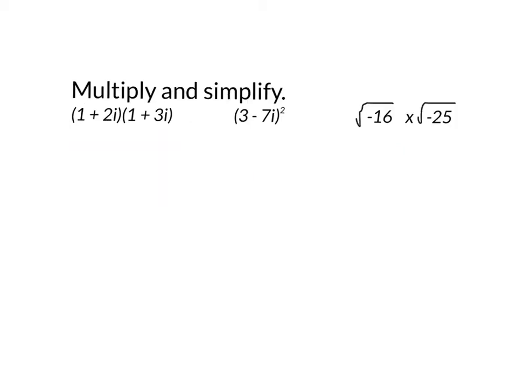Addition and subtraction. You probably guess what's coming next, multiply and then simplify. So on the first one right here, I'm just going to do flat out FOIL method. So I got 1 times 1 is 1, that's first. Outer, I have 3i. Inner, I have 2i. Last, I have 6i squared.